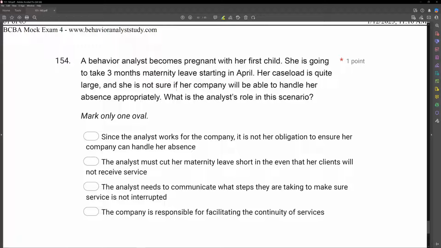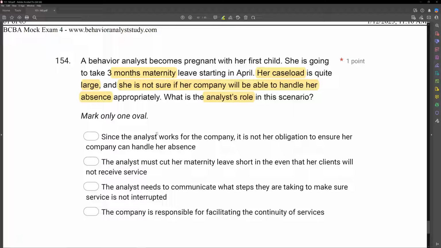We have this analyst who is now pregnant. She's going to take maternity leave starting in April. So she's taking 3 months maternity leave, which is a substantial amount of time, especially in applied behavior analysis land, right? If you're delivering service, 3 months is an eternity, okay? So she knows her caseload is large, but she's not sure if her company can handle her absence. What is her role? And that's the key here. The question is asking about the analyst role in the scenario.